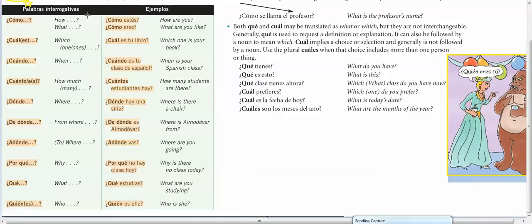Palabras interrogativas, cómo, how, or what. ¿Cómo estás? How are you? ¿Cómo eres? What are you like? So you can see that cómo can translate as what and how.